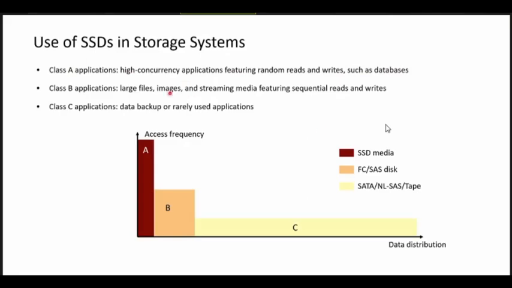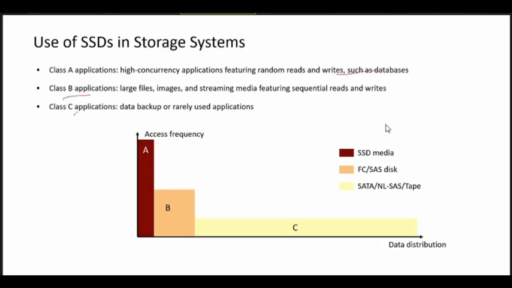Use of SSDs in storage systems, random reads and writes. Class A applications, high concurrency applications, feature random reads and writes, such as databases. Large files, images and streaming media feature sequential reads and writes, as do data backup or rarely used applications. I would suggest you use SSDs for class A. Always use SSDs for class A.